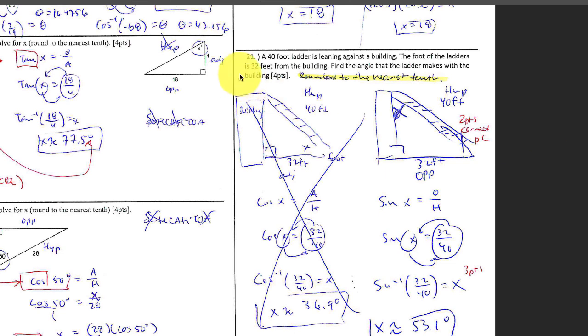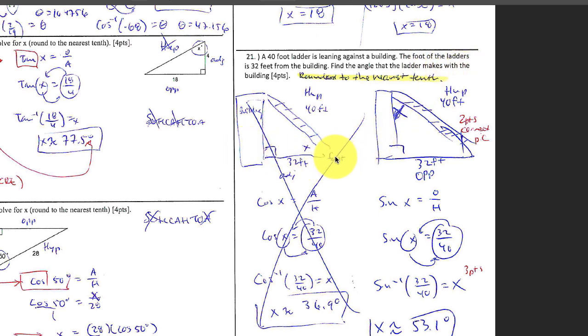Question number 21. A 40-foot ladder is leaning against a building. So put the ladder there, and it's 40 feet. The foot of the ladder, the bottom, is 32 feet from the building. Find the angle that the ladder makes with the building.